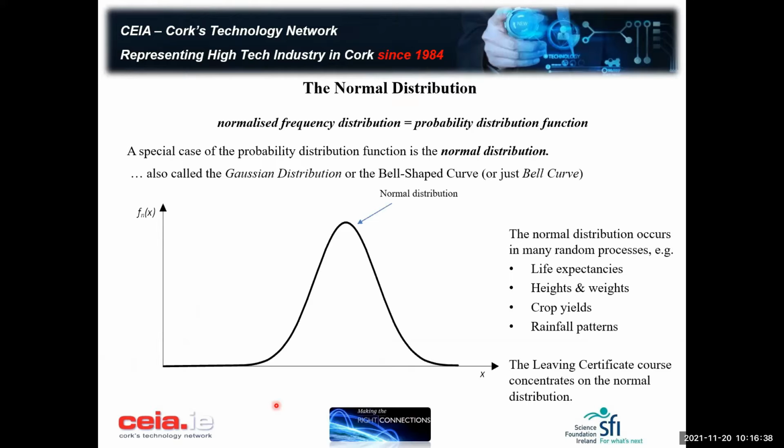So a special case of the probability distribution function, which is the normalized distribution function, is called the normal distribution. It has other names. It's a Gaussian curve or a bell-shaped curve, as you can see from its shape there. It's bell-shaped, and it represents a lot of random processes that will be encountered in reality. And I've given a list of some things there that you might expect to show a normal distribution pattern.